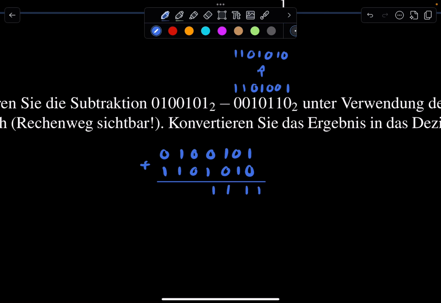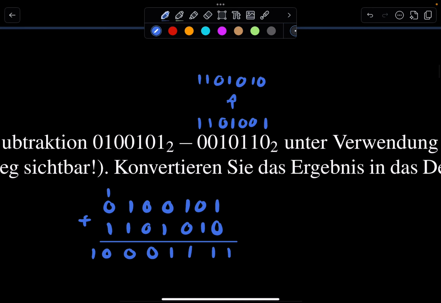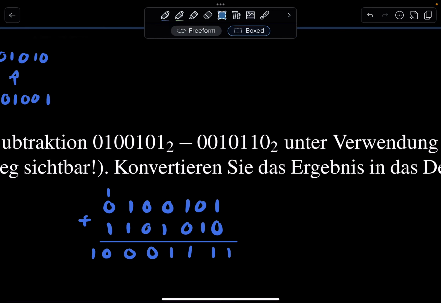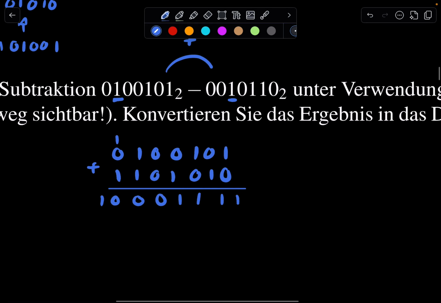1, 1, 1, 1, 1, 0, 0, 1, 1, 0. That's our value. Now, obviously, just by looking at these values, we're going to see. I'm going to remove this. Just look at these values. This one has a bigger number, its most significant bit is bigger than the most significant bit of this one. Therefore, the subtraction will be positive, right? So this will be positive.